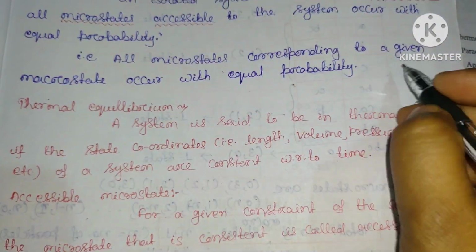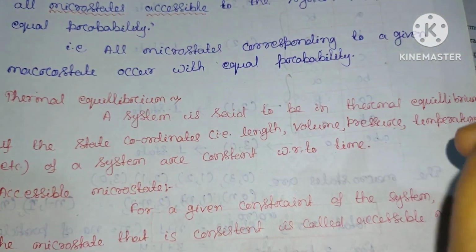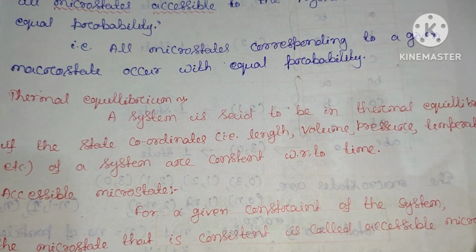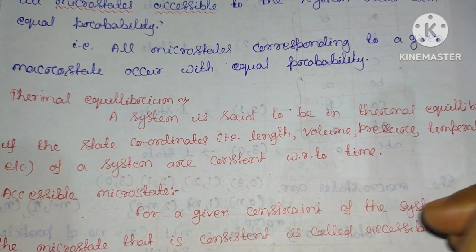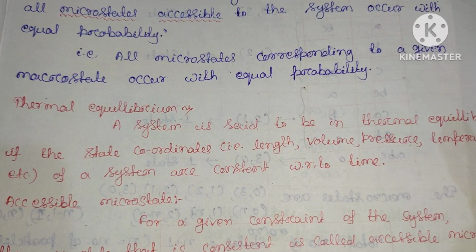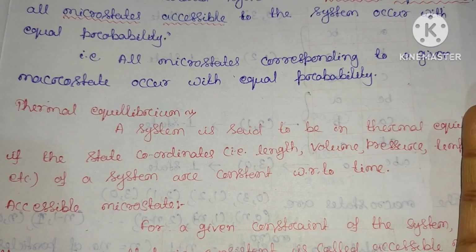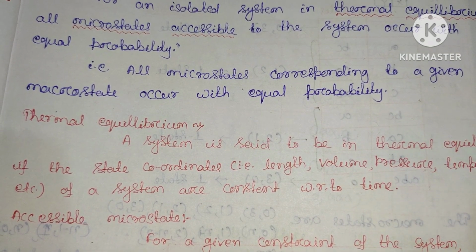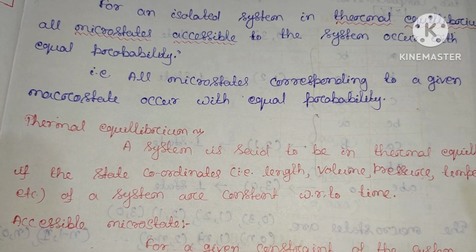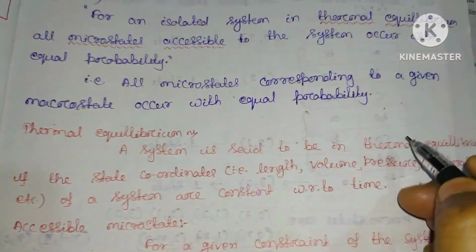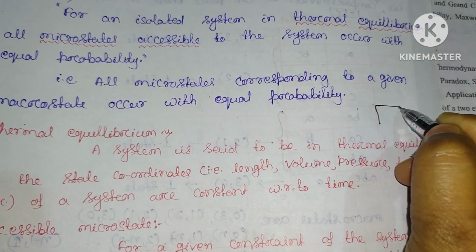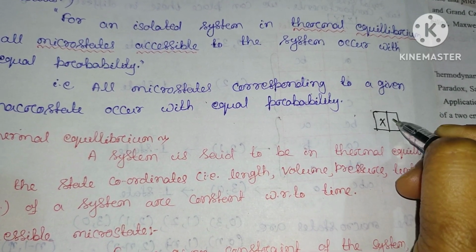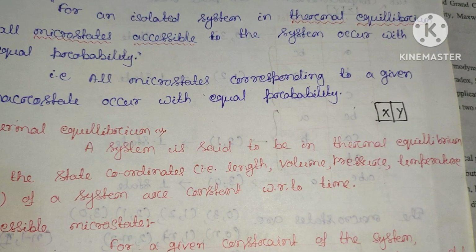For example, suppose we toss a coin. There will be two possibilities: either head up or tail up. Similarly, if a six-faced cubical dice is thrown, it is sure that the dice will fall with one of its faces upward. In the same way, suppose we have an open box that has two compartments, one is X and another is Y.